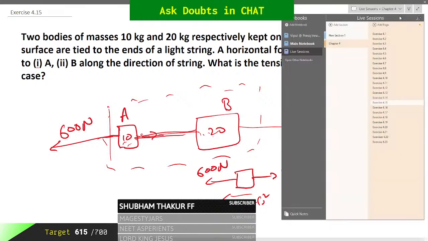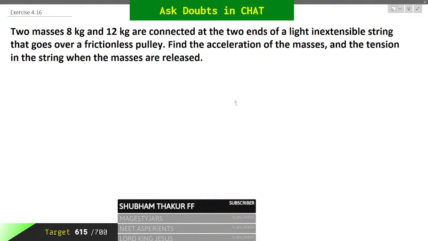Now let us move to the next question. Two masses 8 kg and 12 kg are connected at the two ends of a light inextensible string that goes over a frictionless pulley. Find the acceleration of the masses and the tension in the string when the masses are released. So the question here is of a pulley. Let us assume that this is the pulley, and this is the 8 kg mass and this is the 12 kg mass. Now when it is left, we have to find the acceleration and tension in the string.